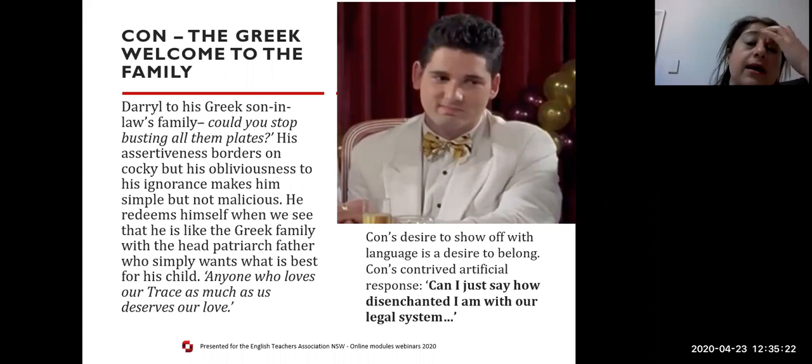So Con's desire to show off with his language, where he constantly uses formal language when it's not necessary, again shows him trying to use language to be inclusive, or at least to add a sense of superiority, because the migrant is often felt as other. And they come off as being quite humorous. "Can I just say how disenchanted I am with our legal system?" And that's not necessary in a private conversation in the home. You can just say that sucks, or that's an awful situation to be in. You don't need "disenchanted with the legal system." That's just suggesting an identity that's not right in the context of that conversation.